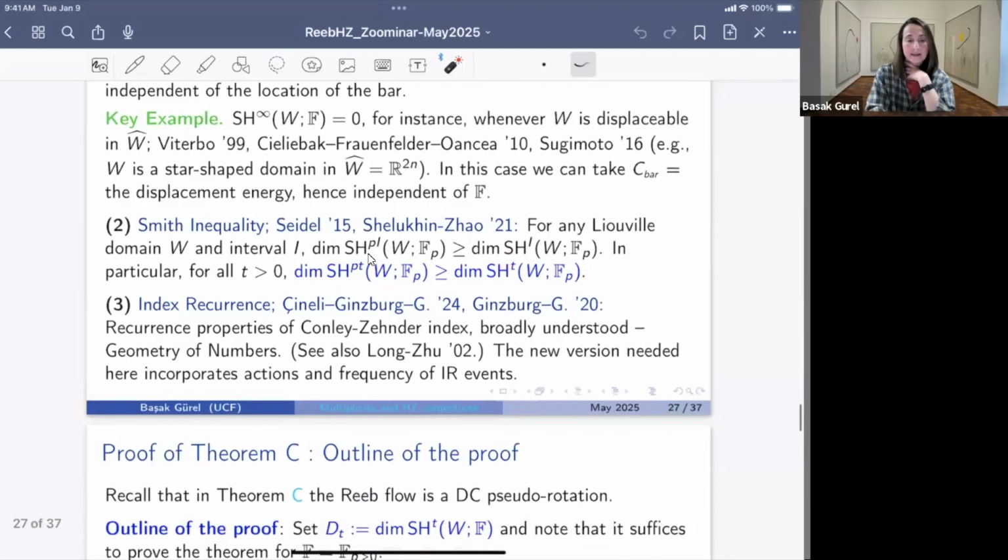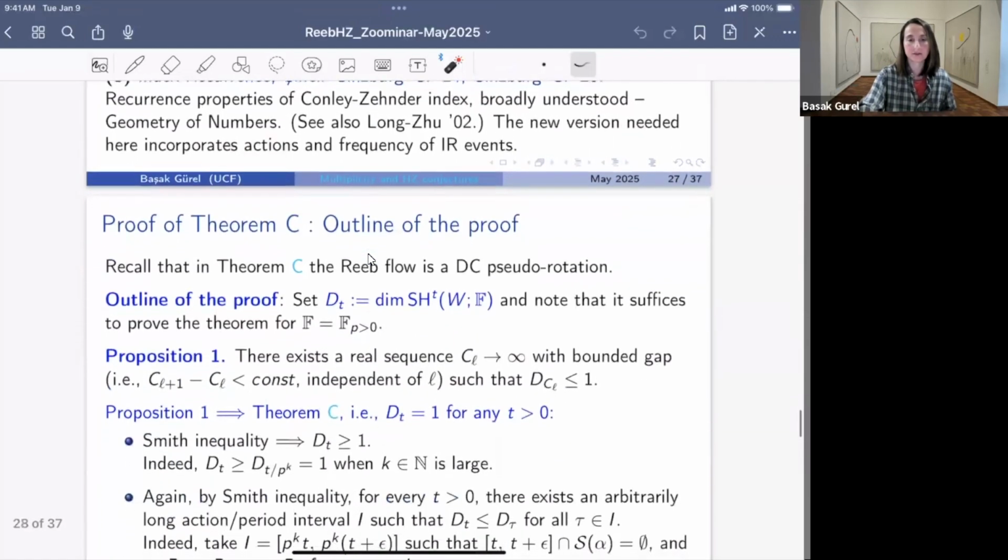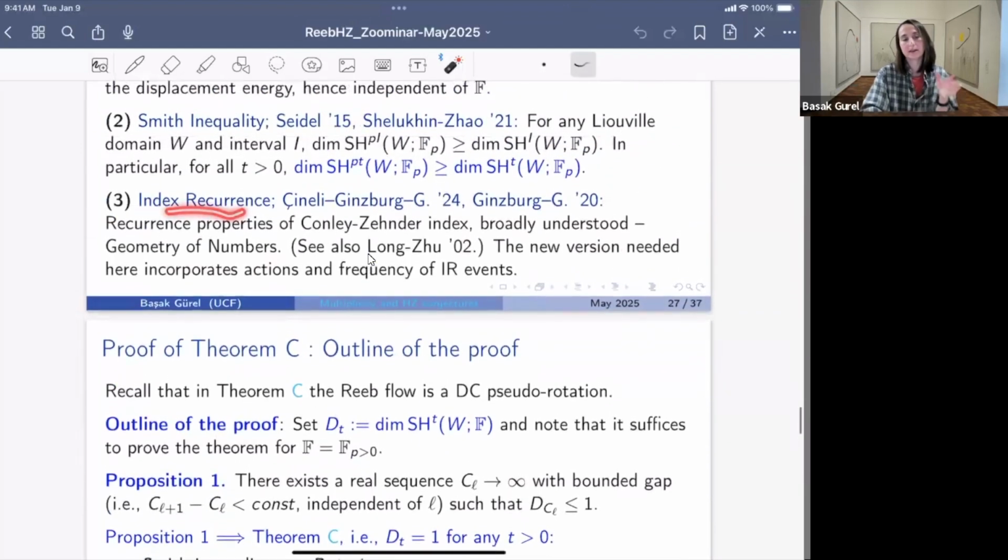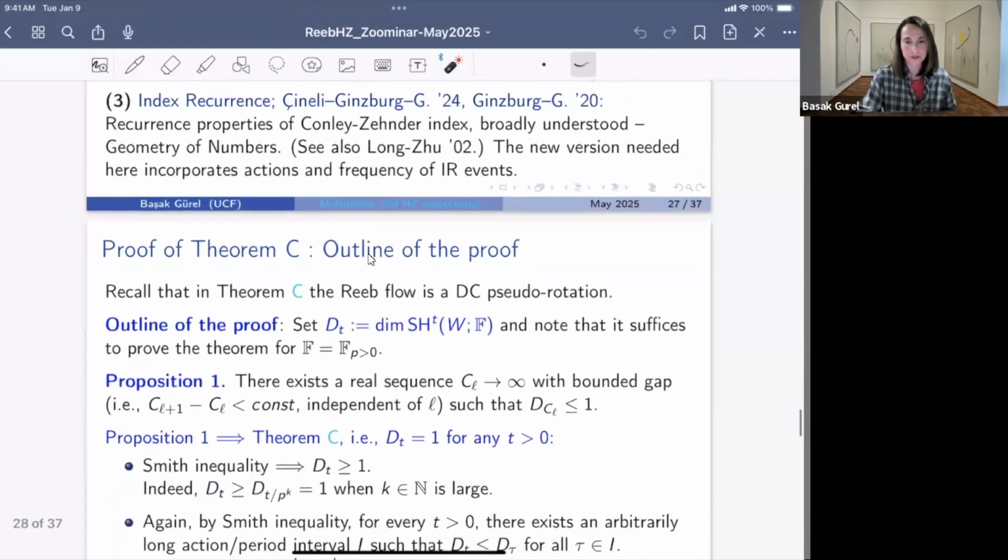And then the next ingredient, as I already told you, is index recurrence. So this is the recurrence properties of the Conley-Zehnder index. This is not really a symplectic topological result. This is about geometry of numbers, combinatorics, linear algebra, if you wish. But we need a much more sophisticated version here, and this incorporates not only the indices but also actions and how frequent these repetitions are going to happen. So this is the last ingredient. And this ingredient, index recurrence, in the dynamically convex case, is all over the proof. It is used very much.